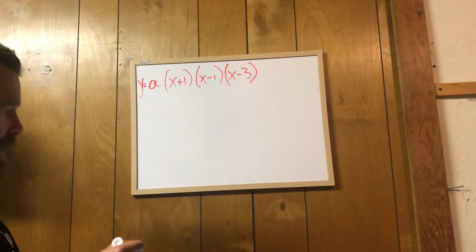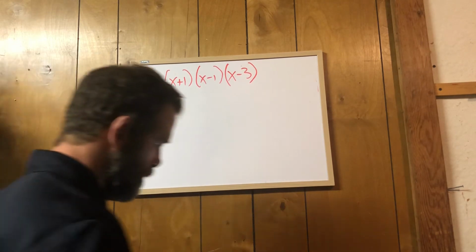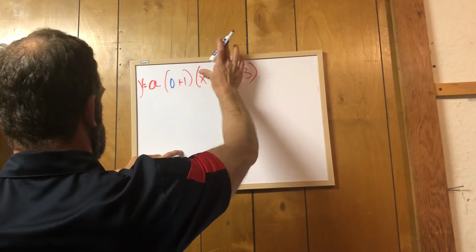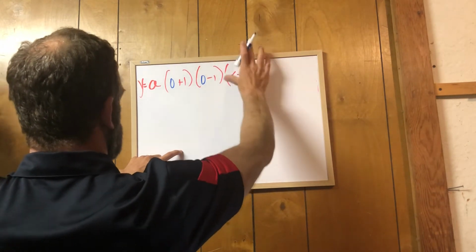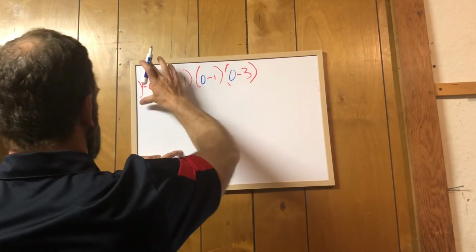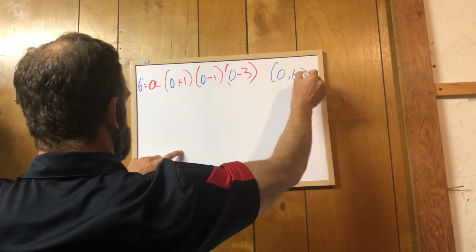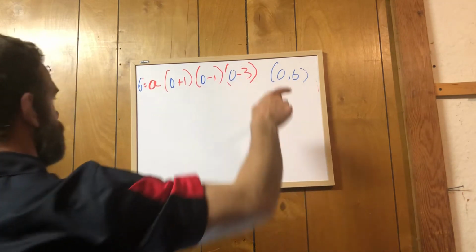Now, how do I find my a? This is what you do. I'm not going to do the math, but this is what you do. Plug in 0, because it tells you a point that it goes through. It tells you the y-intercept. And it tells you it passes through 0, 6. So this is your x, this is your y. Do the math to solve for a.